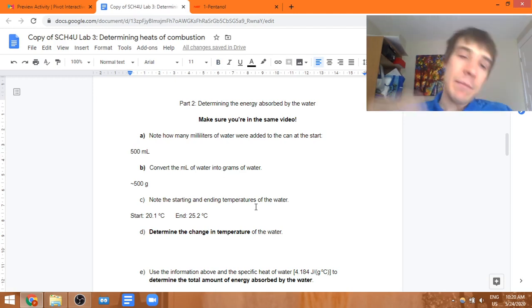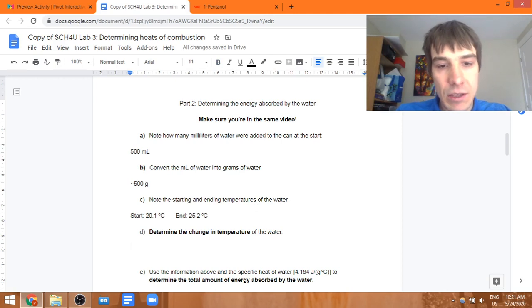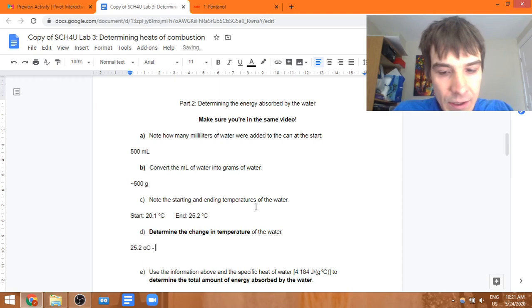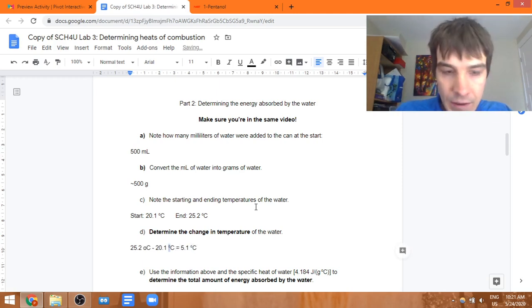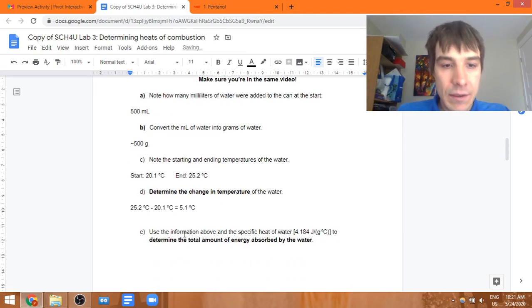Change in temperature of the water. Remember that when we use specific heat, it's the change in the temperature that we care about, the change. So it started at 20.1, it ends at 25.2. 25.2 degrees Celsius minus 20.1 degrees Celsius is equal to 5.1 degrees Celsius. I don't even need a calculator for that. It's pretty straightforward, right? And we've got to keep our units. So yeah, 5.1 degrees Celsius.